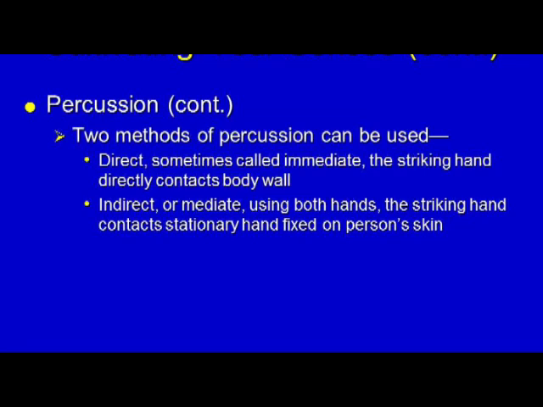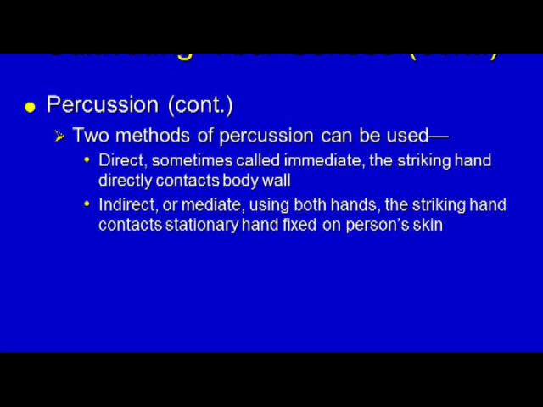Now, you have a couple ways to do percussion. One is called direct and one is called indirect. So direct percussion means that you're tapping directly on a skin surface or directly on a chest wall surface. And sometimes we do that in the back. If we have a person's back turned, we sometimes directly percuss on the back costovertebral angle to check for kidney pain. So directly on the person's back or skin is called direct percussion.